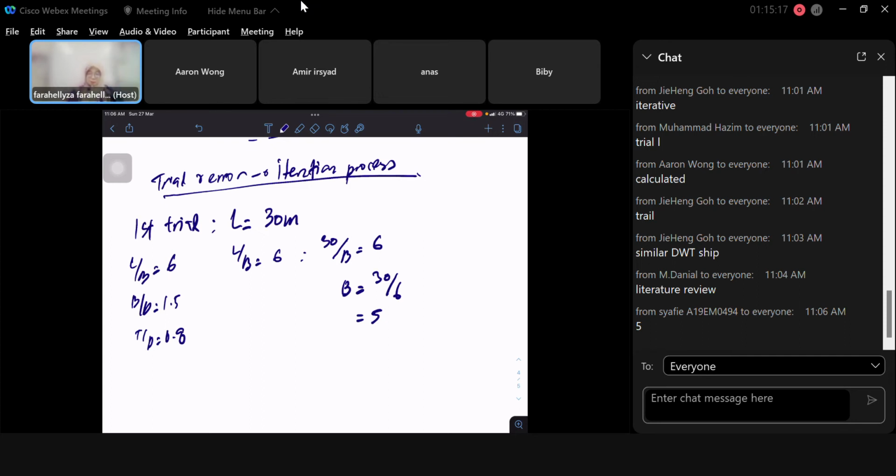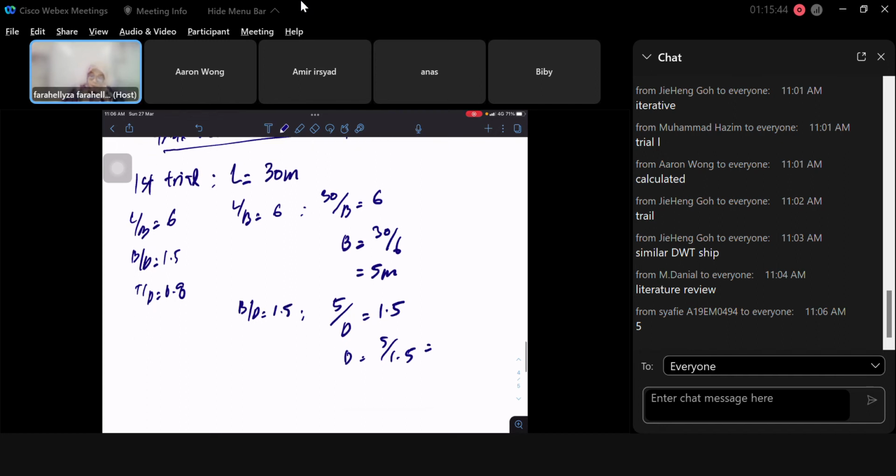So now you get the B. Then you have your B upon D is equal to 1.5. You have this B that you have calculated based on the L upon B ratio just now. So B upon D, B is 5, D is 1.5. So you can get your D, 5 divided by 1.5. It should be 3.3 meter. Am I correct?